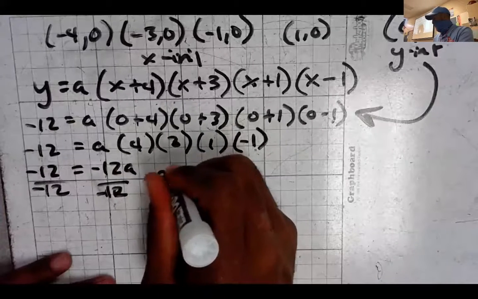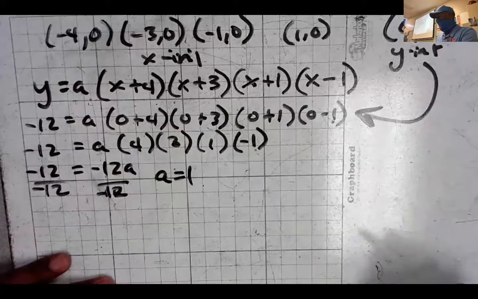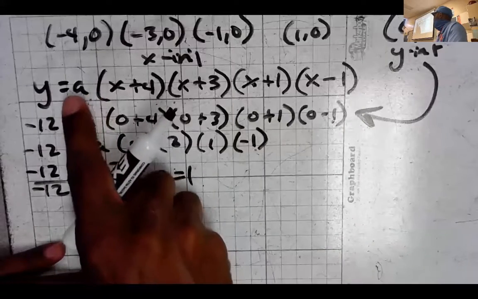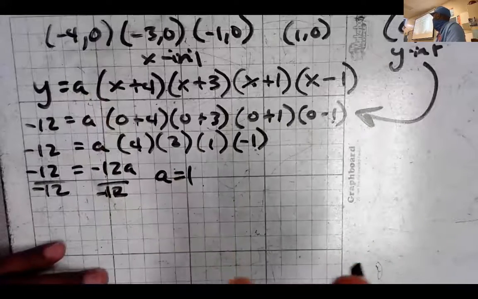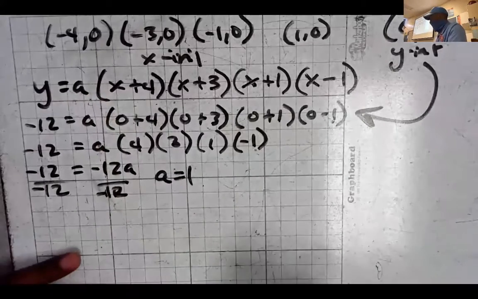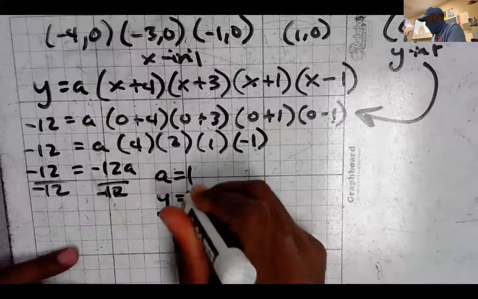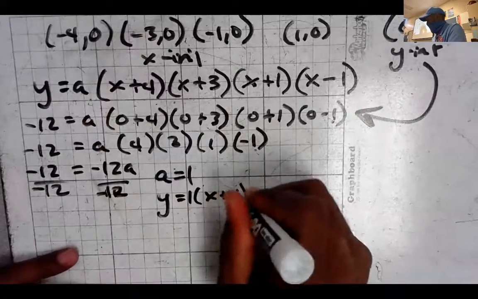And a equals 1. Well, that makes things a little easier. Okay, so now my stretch factor is 1. So really, I don't even need to put anything because it's just 1. So now it's going to be just this. I could write that 1 there if I want, but it really doesn't change anything.